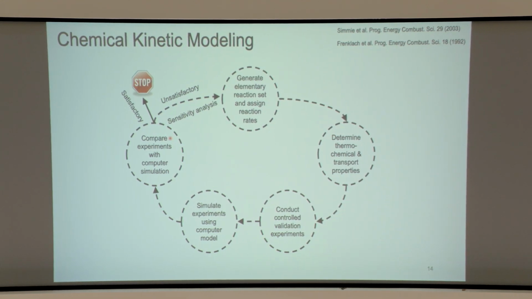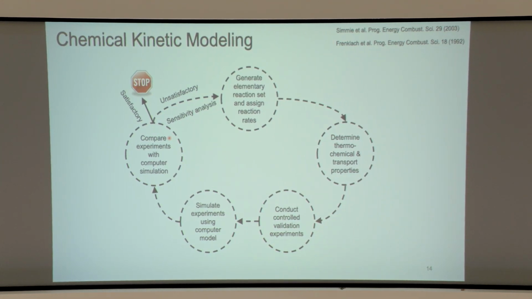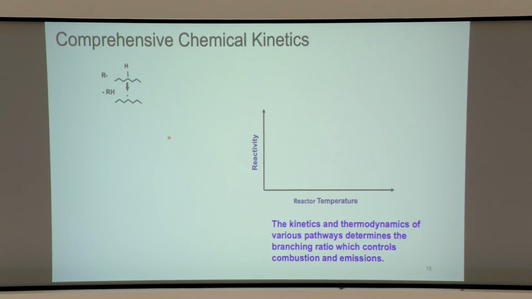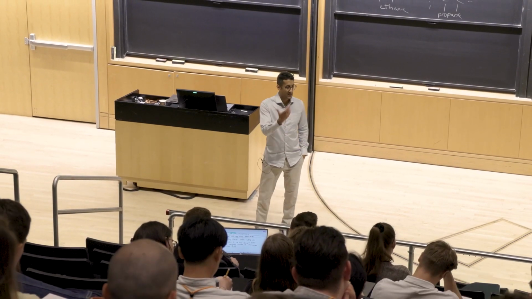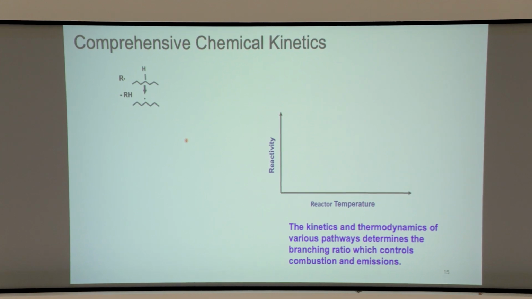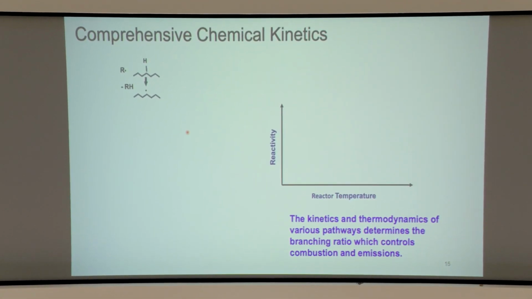It's an iterative process, not even by one individual. It sometimes takes a whole community of individuals iterating until you come to a reliable model. And this process has to be done for many different fuels and across many different conditions. And this is a chart that shows how the conditions of your reactor really determine the types of reactions one has to include and why it could be so complex.